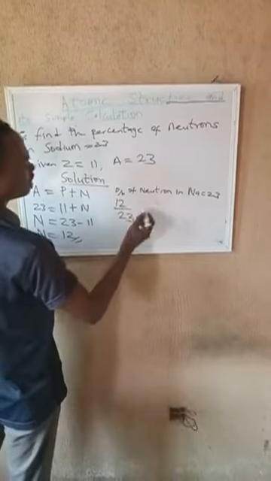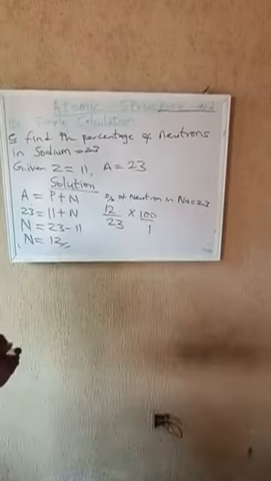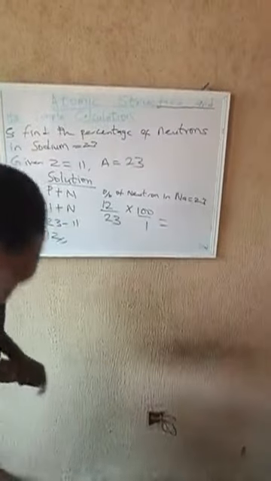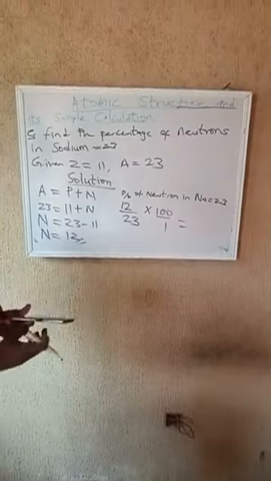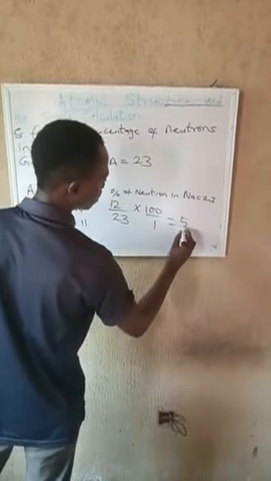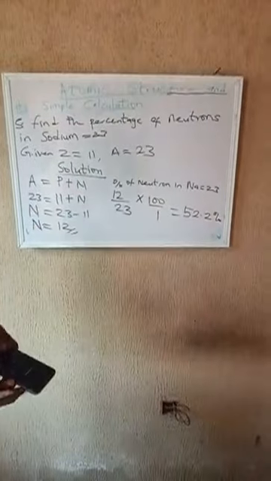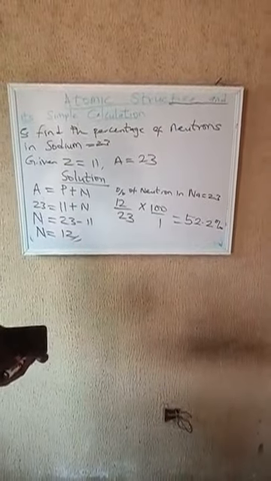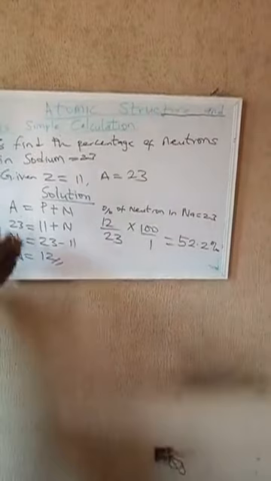So percentage is always 100 over 1, by multiplying. By multiplying, we should be having, let's say, 52.2%. That is the percentage of neutron in sodium. And the last one, let's make this one the last.